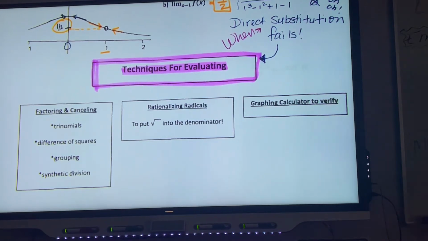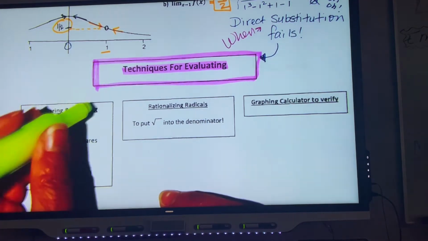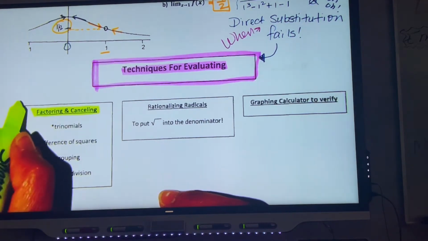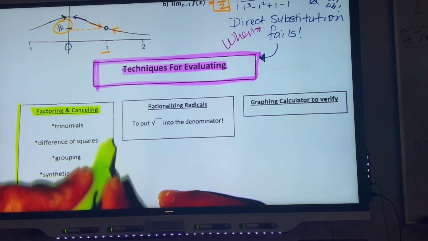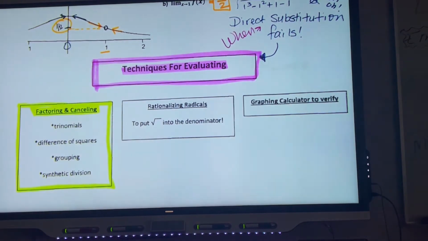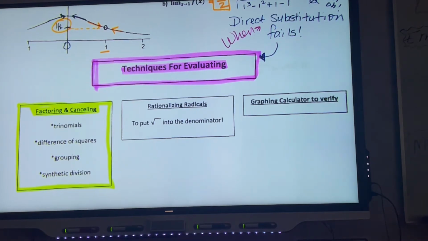So the first technique is factoring and canceling. Factoring and canceling, well, factoring and canceling stuff out. We've done this for so many years of algebra, especially first semester in this class. It was very heavy with the factoring and canceling when we were dealing with rationals. We learned a bunch of different techniques to factor this year.